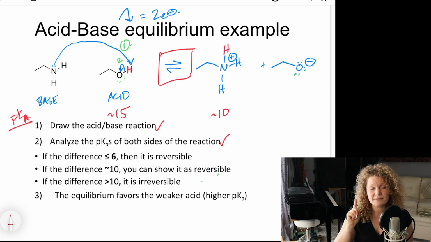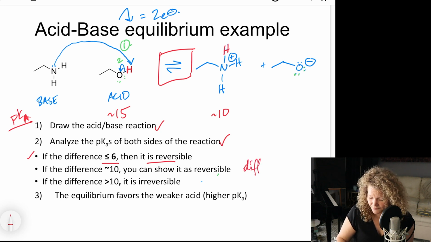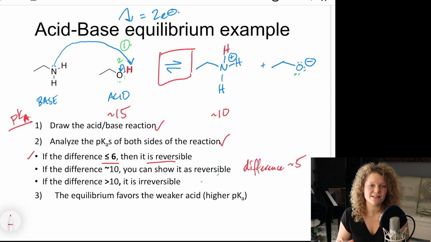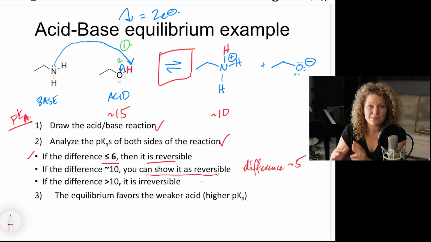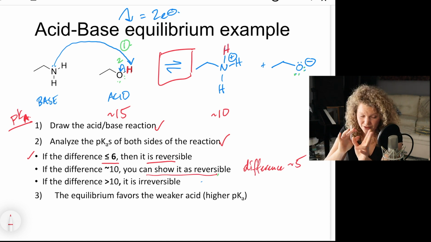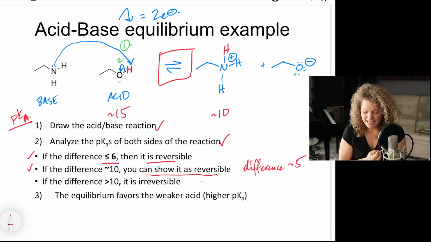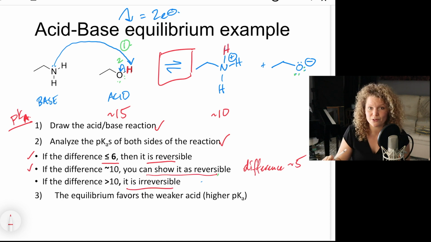So if the difference in pKa is less than or equal to 6, then it is reversible. The difference in our pKa here is around 5. So this reaction is definitely reversible. If the difference is around 10, you can still show it as reversible. Although the larger the difference in pKa, that means one side is very favored over the other, okay? But it's still reversible. In cases where the difference of the pKa's are greater than 10, this is irreversible, okay? Right now I have an equilibrium arrow shown. We know that that's correct.